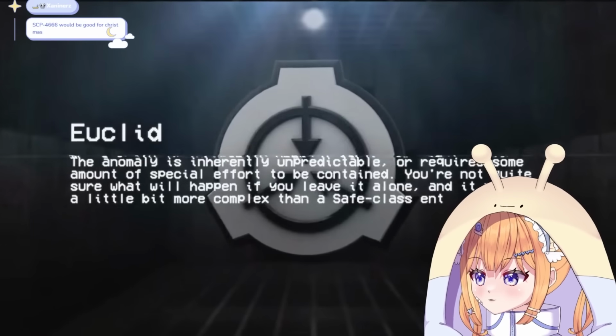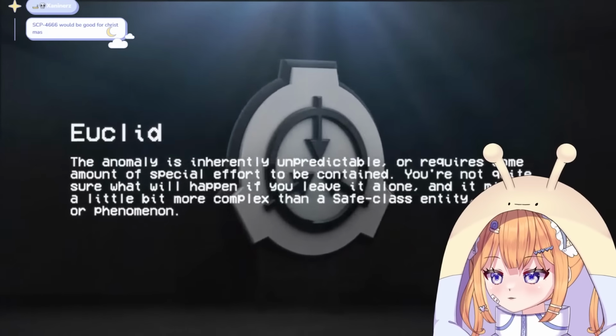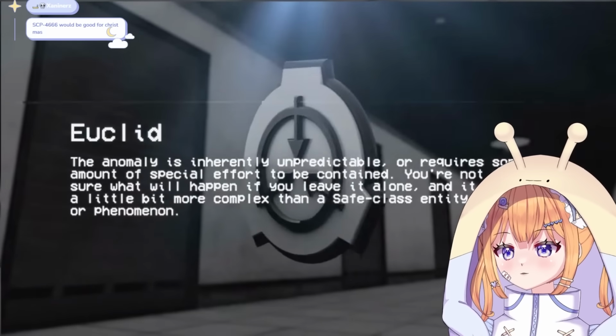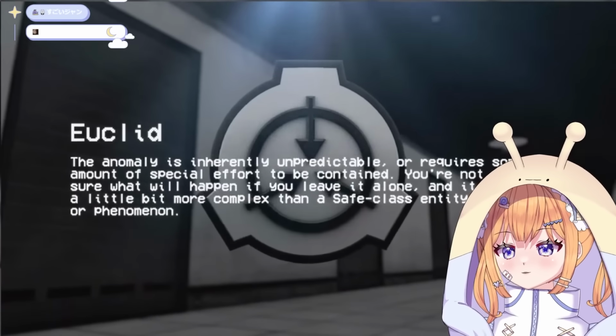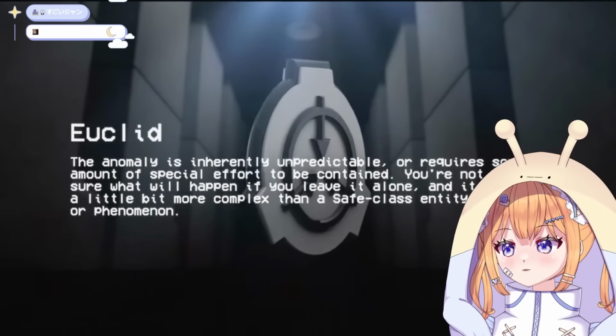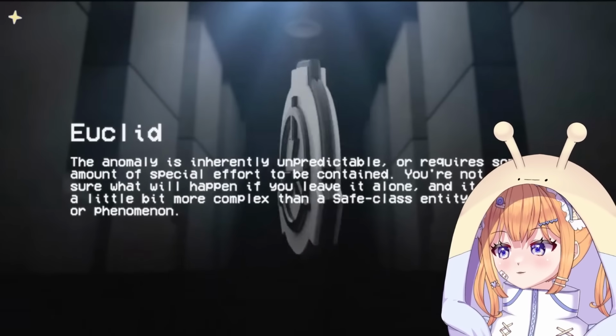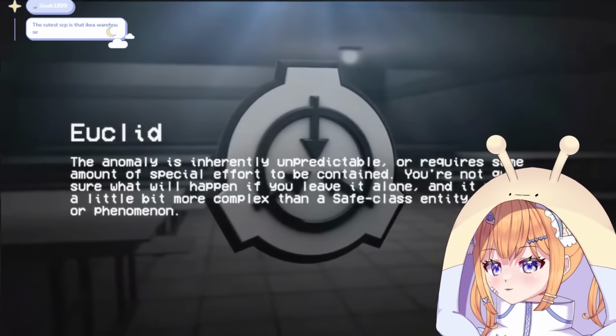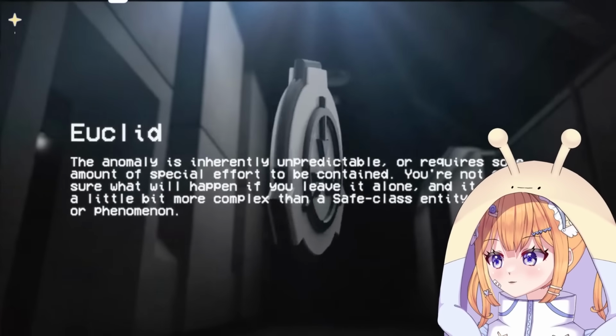Next, Euclid. The anomaly is inherently unpredictable or requires some amount of special effort to be contained. You're not quite sure what will happen if you leave it alone, and it might be a little bit more complex than a safe class entity, object, or phenomenon. Some notable examples of Euclid class SCPs are SCP-3008.